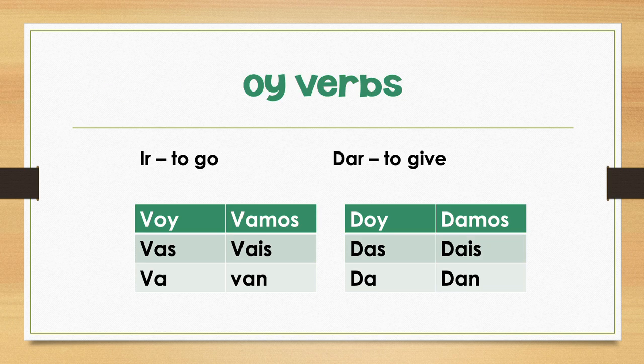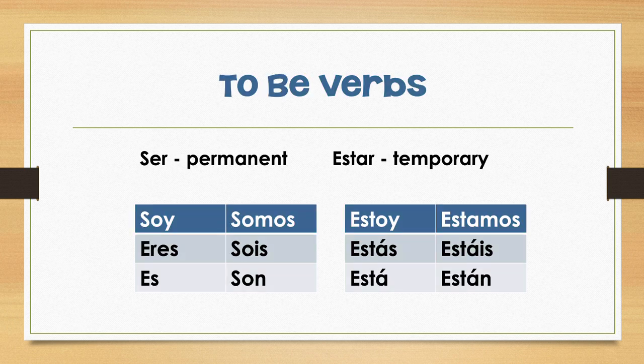Another verb like that is ir, which is voy, vas, va, vamos, vais, van. And again, no accent on the vosotros form because that's the only way to pronounce it. And dar, doy, das, da, damos, dais, dan, same idea, no accent on the vosotros form. Then we have two verbs that mean to be. Ser is soy, eres, es, somos, sois, and son. And estar is estoy, estás, está, estamos, estáis, están.